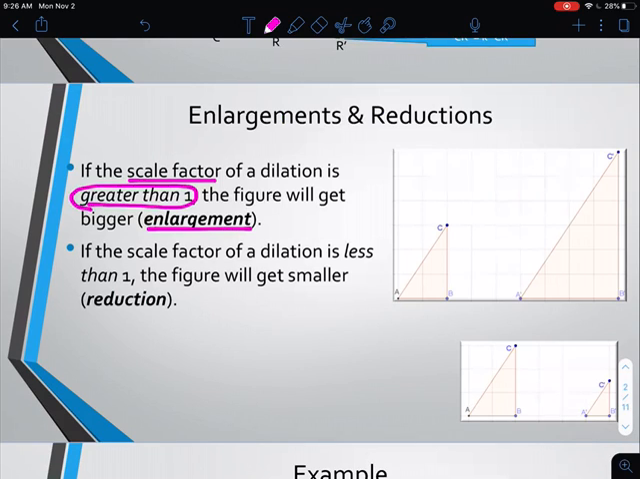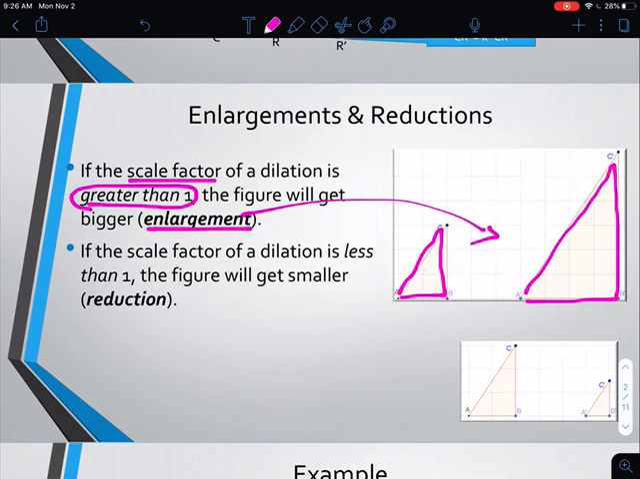If we look at our figures on the right here, I have triangle ABC on the left with triangle A prime, B prime, C prime on the right. ABC is my pre-image, A prime, B prime, C prime is my image. I notice that my image is bigger. So this enlargement is what's happening in this particular instance.